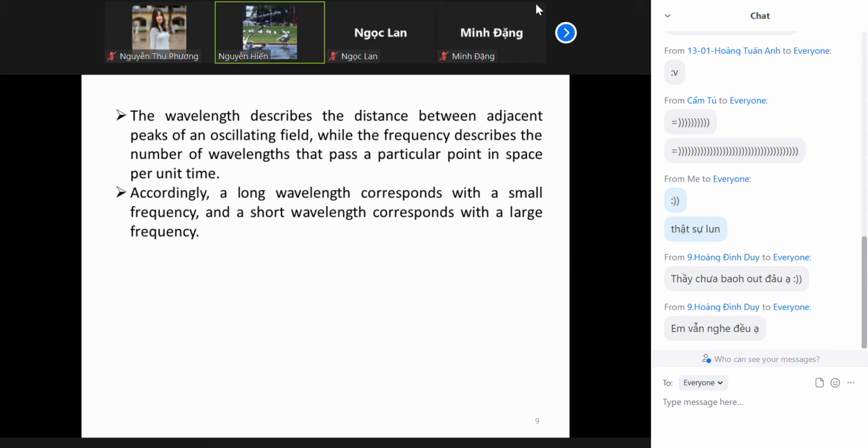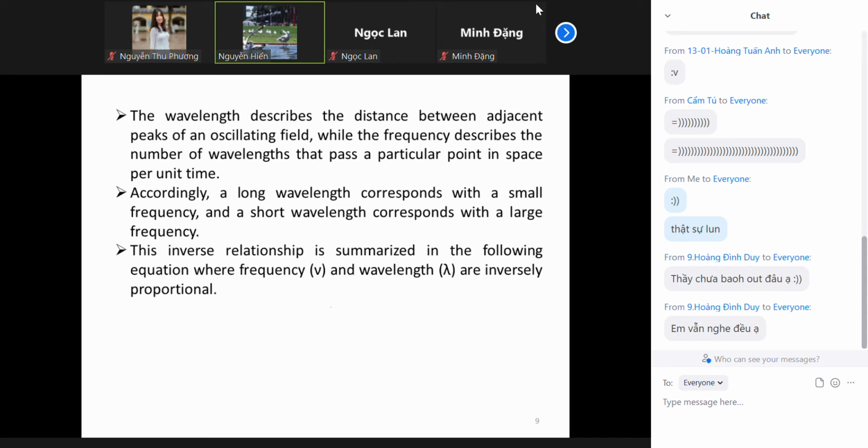Sorry, these are complicated concepts in physics, so I just read the slide, so please follow me. Okay, accordingly, a long wavelength corresponds with a small frequency, and a short wavelength corresponds with a large frequency. And we have a simple equation that shows this relationship. So they have a reverse relationship. The longer the wavelength, the smaller the frequency, and the other way around.